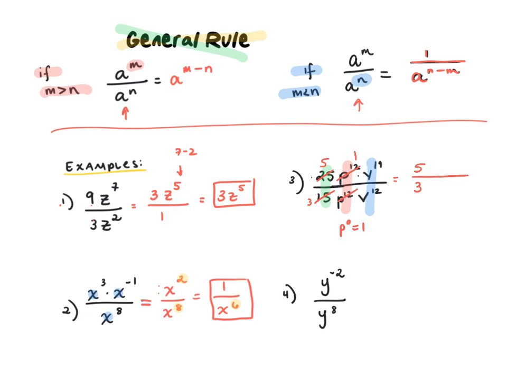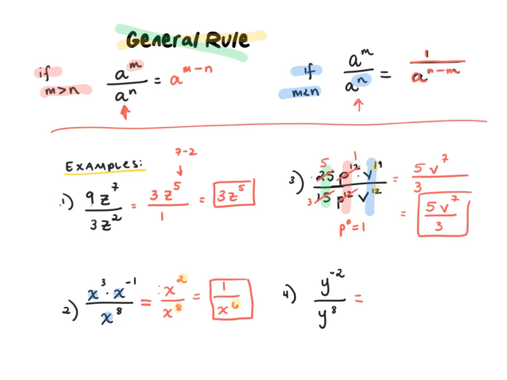And lastly, I have V to the 19th over V to the 12th. So that's this version. The 19 is bigger than the 12, so I'm going to end up with V's left over on top. Specifically 19 minus 12 of them, which is 7. So my final answer is 5V to the 7th over 3. Great. Okay, so now I'm going to do this last one.